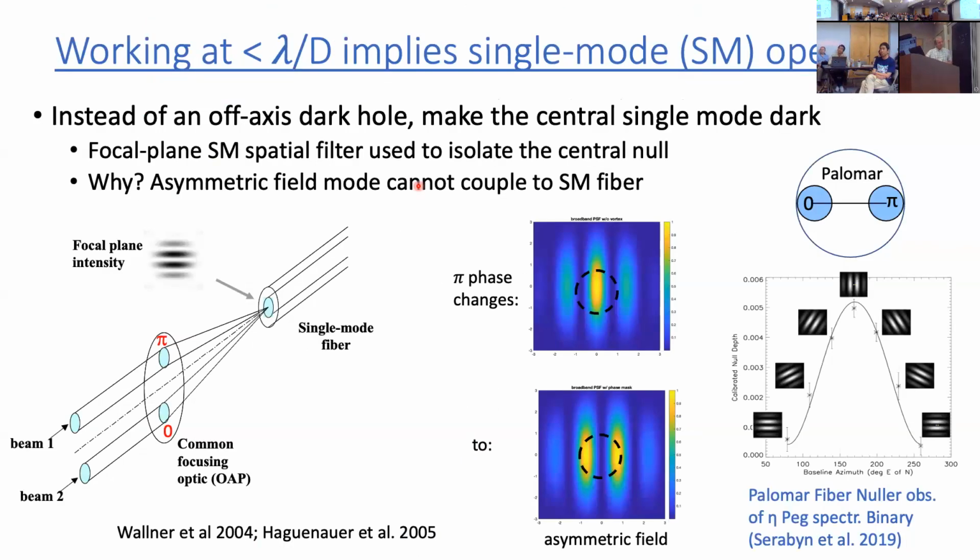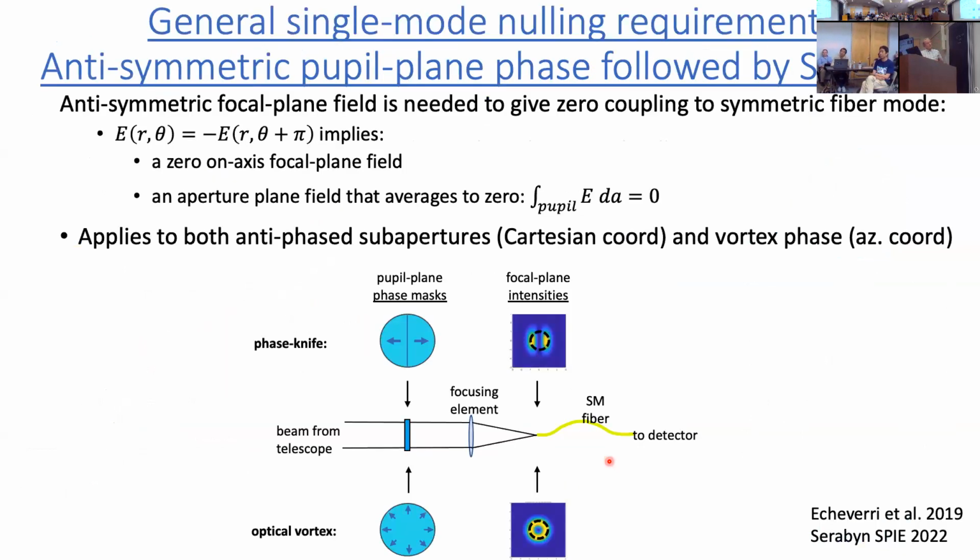So if you put a pi phase shift in between two subapertures, you actually get a negative fringe across the center where the field actually goes through 0. So it's positive here and negative here, and it goes through 0. So it can't couple into the symmetric fiber mode. And we've actually done that at Palomar, but I'll skip that. And this is just a theory.